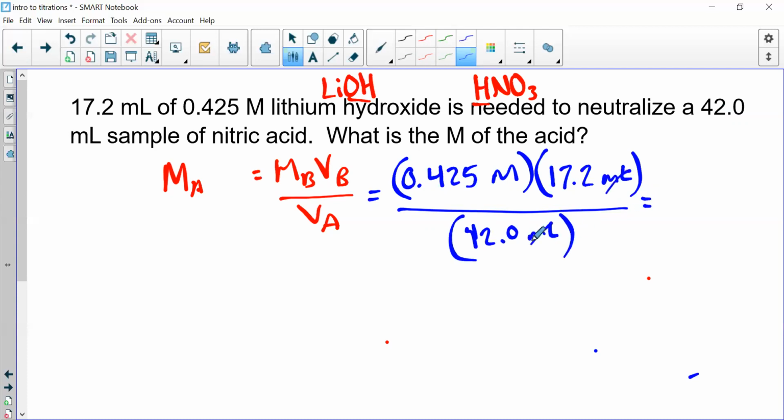Milliliter cancels milliliter. 0.425 times 17.2 divided by 42.0 equals 0.174 molar. There we go. Okay, good luck.